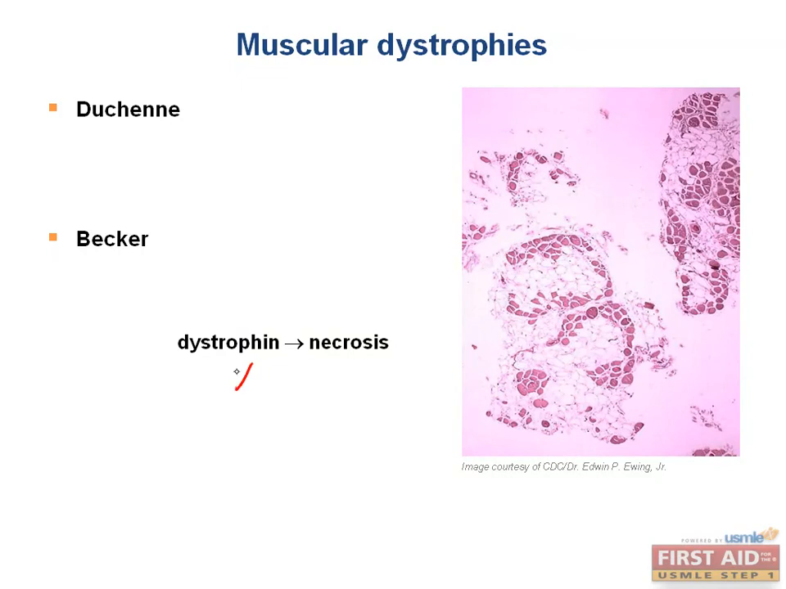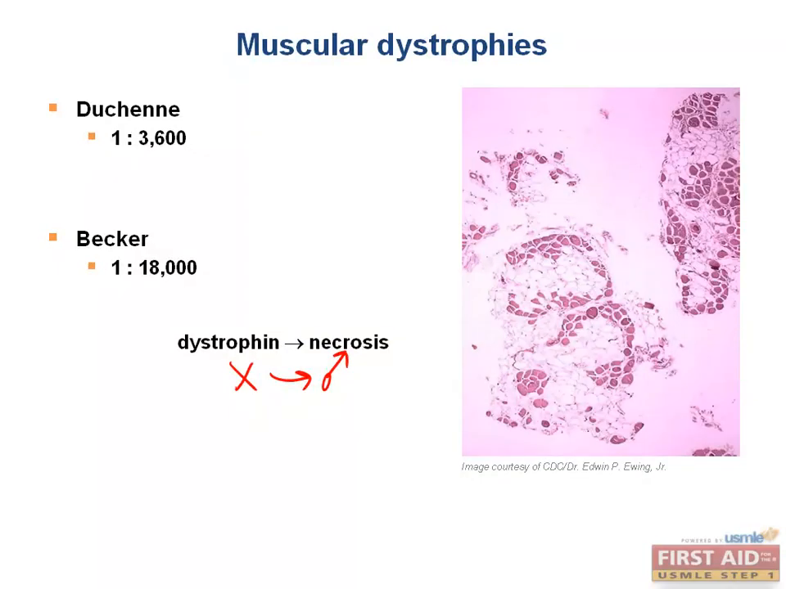Now, dystrophin is on the X chromosome, so who do you think is more likely to get it, males or females? That would be males, and in fact, it's extraordinarily rare for females to get this. Okay, so what's the difference between Duchenne and Becker? Well, first of all, Duchenne is more common, although both of them are pretty rare. Duchenne affects 1 in 3,600 boys, and Becker affects 1 in 18,000.